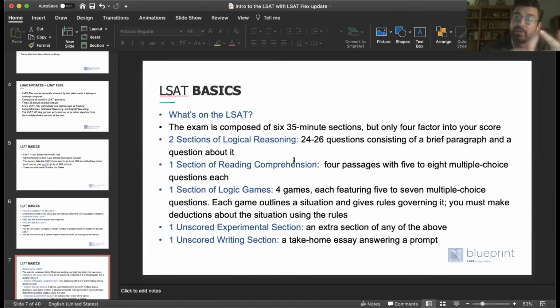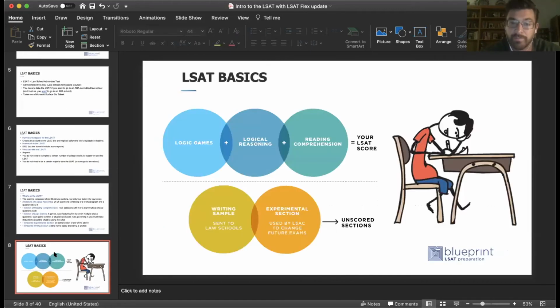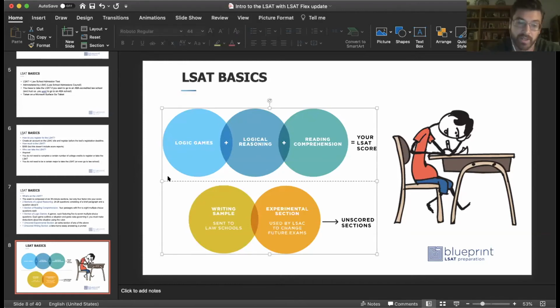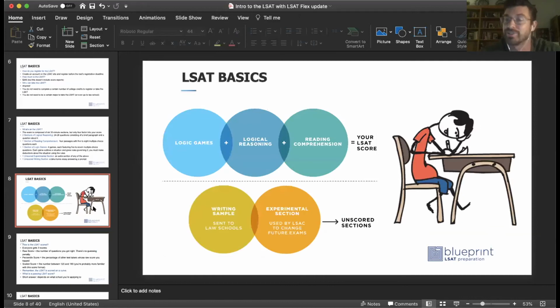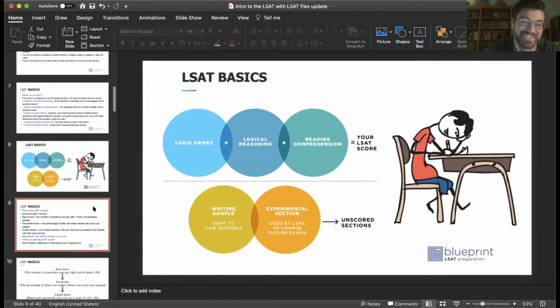You wouldn't know what that is. It could be games, reading comp, or LR. And then you would do the unscored writing portion. Now we're doing it at home. So as you can see here, your scored portions, your unscored portions, games, LR times 2 historically, and 1 reading comp section, and a concerned student here, as you can see.